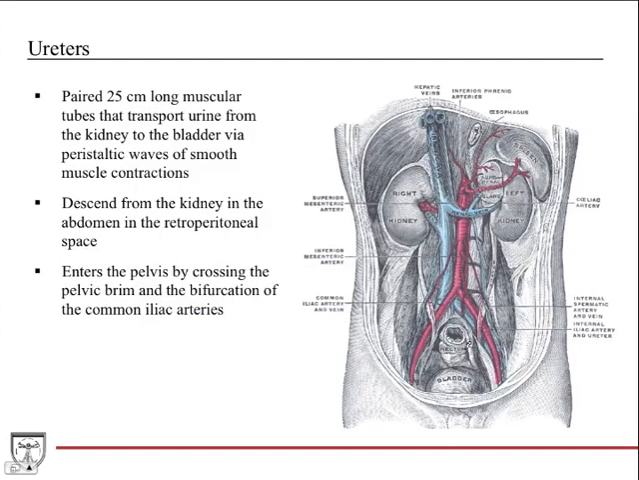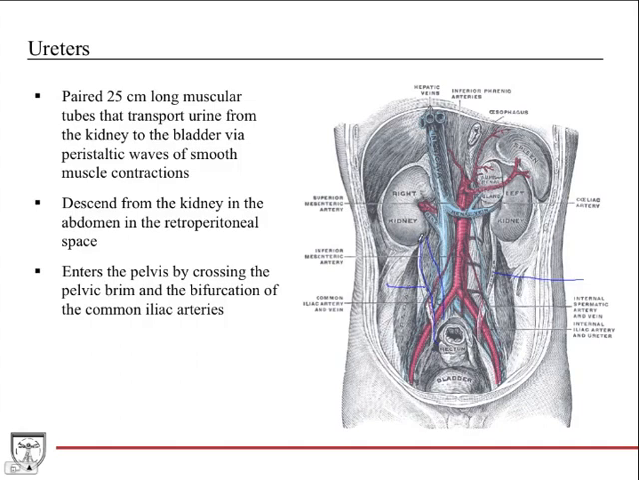So the ureters, they're paired long muscular tubes. They're about 25 centimeters long, and their function is to transport urine from the kidney to the bladder. You can see them here in the diagram. Here's the one ureter here, and then here's the left ureter here. As you can see, they travel all the way down through the abdomen and into the pelvis, and they do that by peristaltic waves of smooth muscle contractions. So they have a very thick layer of smooth muscle, which acts to contract and move the urine along.